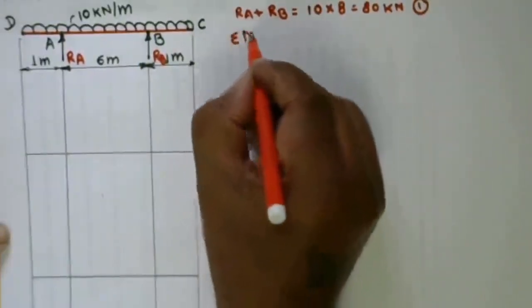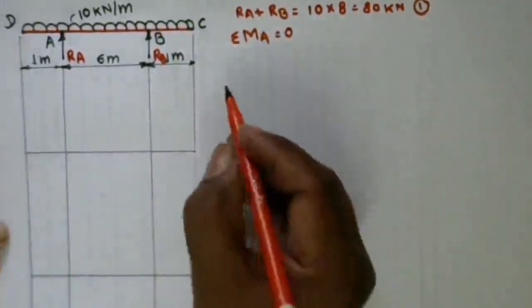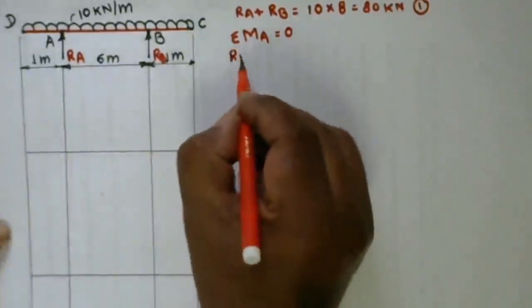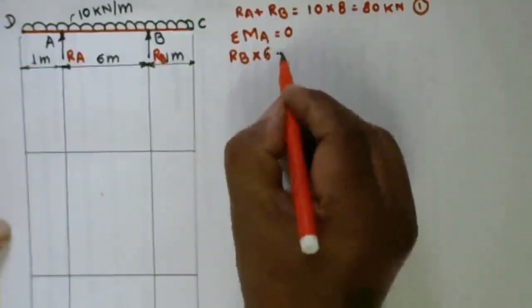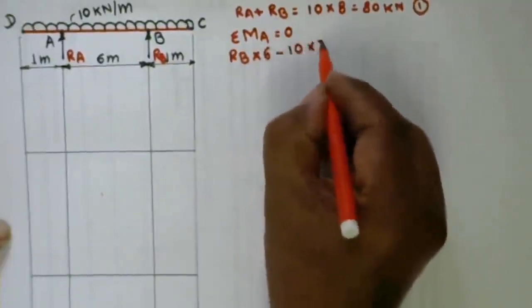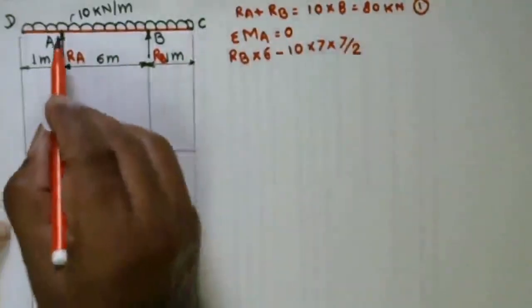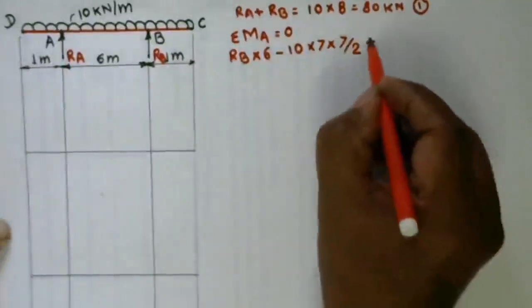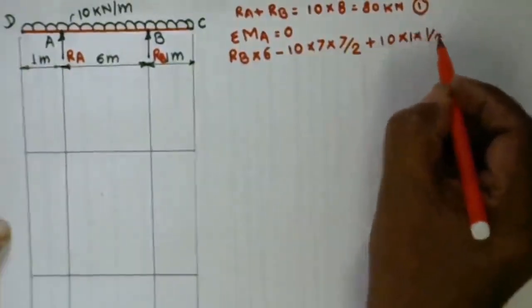So here I am taking the moments about point A and equating with 0. Start from right to left. In that case, RB into its distance up to the point A, which is 6 meters, minus the UDL rate 10 into 7 by 2. Why have we taken 7? 6 plus 1. This span we are considering is A to C, and AD span is on the left-hand side of point A. So here plus 10 into 1 by 2.